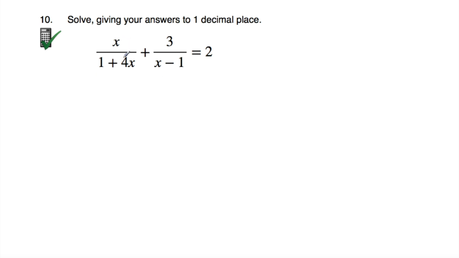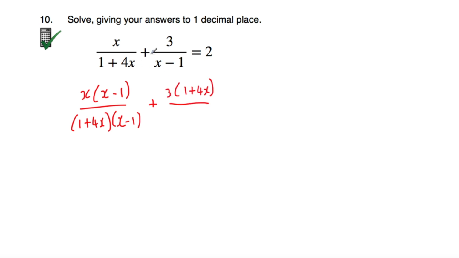So we're going to multiply both the numerator and denominator of this fraction by x minus 1, and both the numerator and denominator of this fraction by 1 plus 4x. If we multiply the numerator and denominator of the first fraction by x minus 1, we would get x, and then in brackets, x minus 1. And in the denominator, we would have 1 plus 4x, and then times x minus 1. And then plus, we multiply both the numerator and denominator of this fraction by 1 plus 4x. So that'll be 3, and then in brackets 1 plus 4x. And in the denominator, we multiply x minus 1 by 1 plus 4x. We could write x minus 1 and then in brackets 1 plus 4x, but I'm going to write it the other way around to match this denominator here. So 1 plus 4x brackets x minus 1.